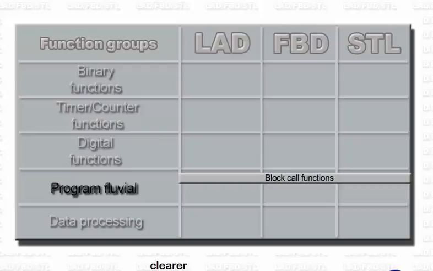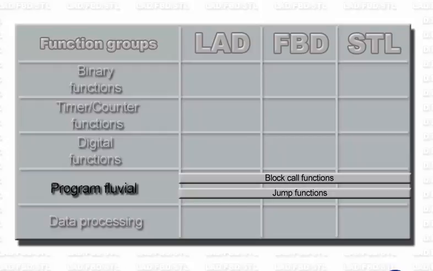This makes program execution clearer and more time efficient. Within a block, the program flow is controlled by means of so-called jump functions, which allow you to execute or to skip certain program sections depending on the current result of logic operations.